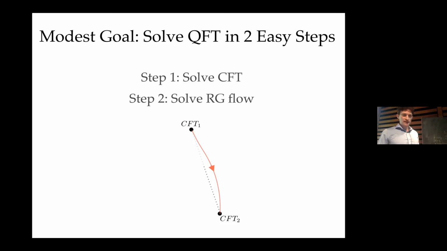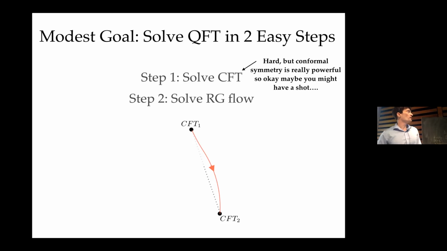So step one, you solve the CFT. And this is sort of what the bootstrap is about. And step two, you solve the RG flow. All right, so you might be skeptical that this is ever possible. You might be a little more willing to suspend disbelief for step one because conformal symmetry is present in step one, and the constraints of conformal symmetry are actually surprisingly powerful. All right, the fact that they're so powerful and rigid is what's behind the conformal bootstrap, and it's a large part of what lets strongly coupled CFTs be solved by the bootstrap.